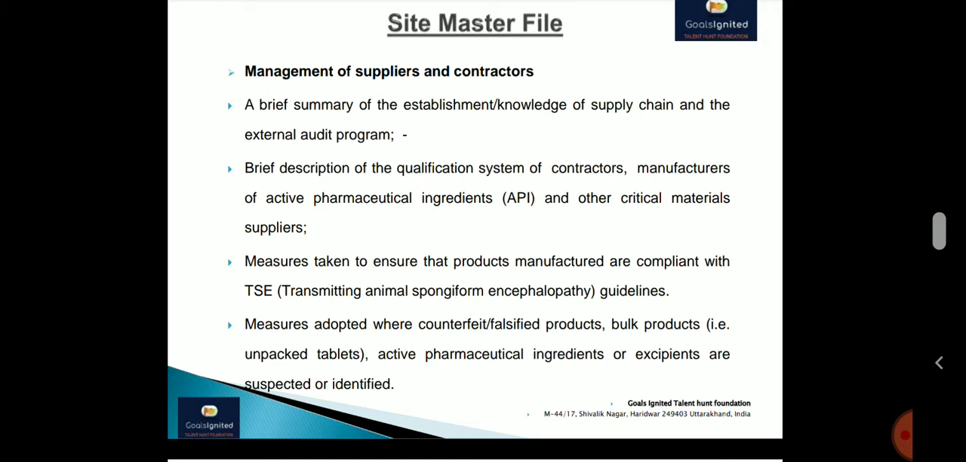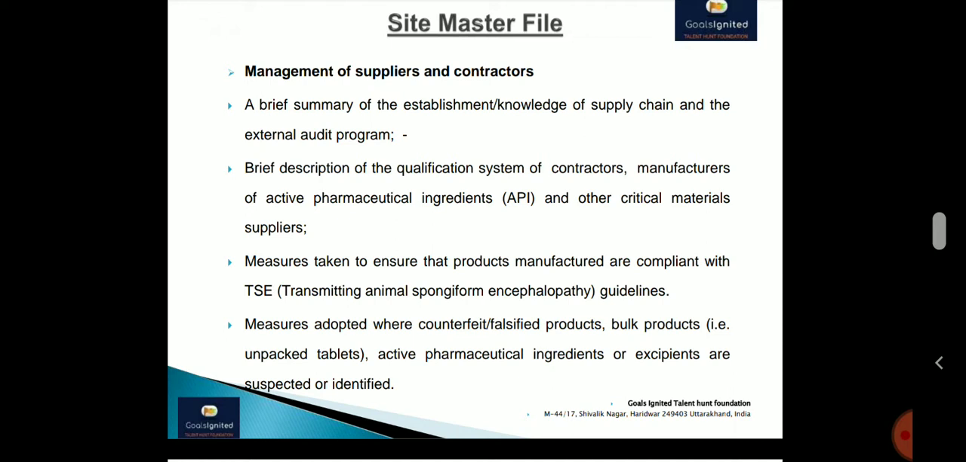Basically, all this information is required to be mentioned in the site master file, so that a person who is not a part of the site may also have access, and may understand what the site actually has, what the competence of the personnel is, who the key personnel are, what the site location is, what certifications they have, and what GMP inspections they have faced in the last 5 years.